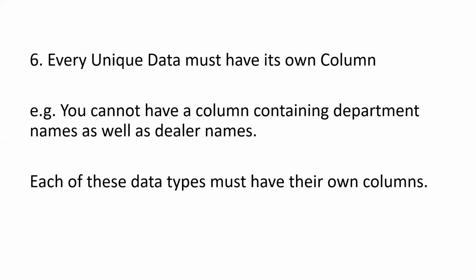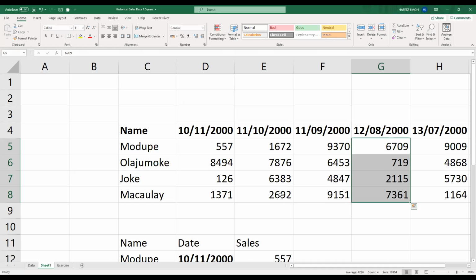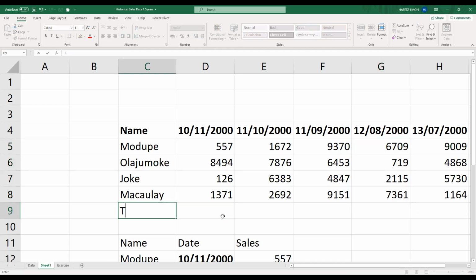And the last one: there should be no total or subtotal. Some people are going to have data. That's why, remember I told you, you separate your data sheets from your report sheets and from your dashboard sheets. They are separate things. Some people are going to have data and they are going to put total here. So tell me, how come the name of somebody is total? Is there a village where they name people total?